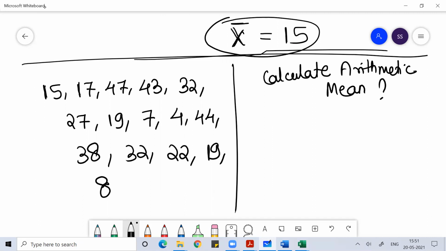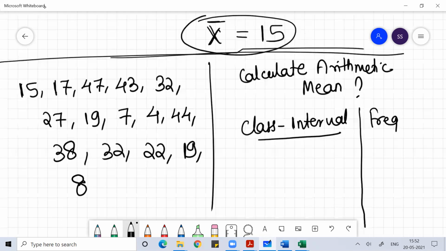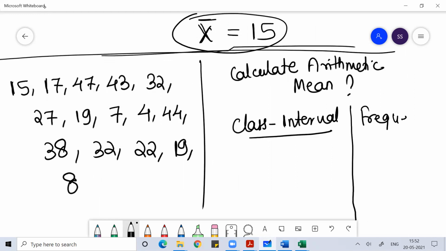Now doing this calculation will take a lot of your time. You have to do the sum of so many numbers of data, then you divide by the number. Or, what you can do is write the same kind of data in terms of class interval and frequency. You have done all this in your PU in statistics.